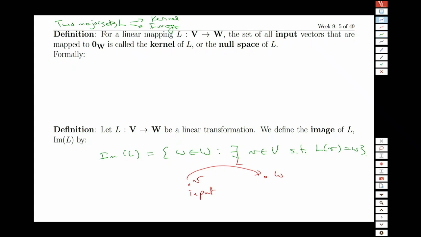On the kernel side, this is all about the zero vectors on the output. So the kernel of L is a set of all input vectors. So let's say the V, such that L of V is equal to the zero vector.